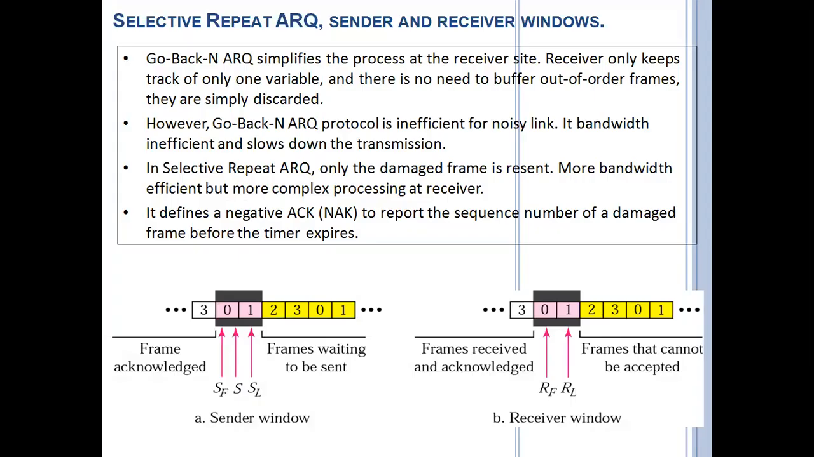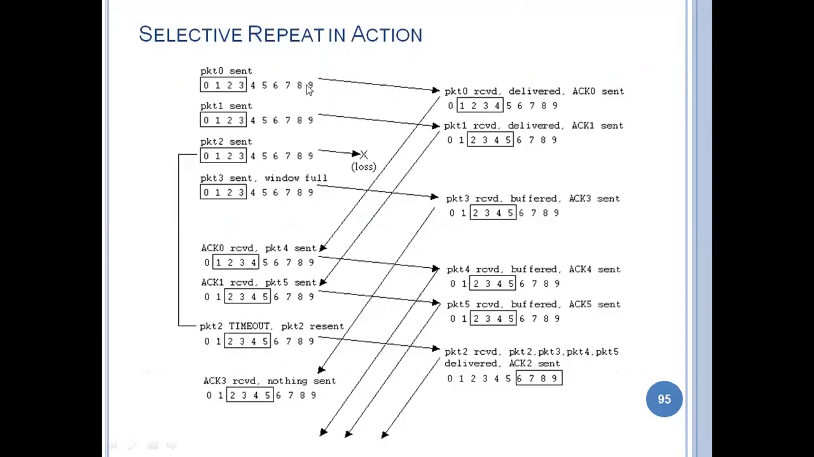The selective repeat ARQ sender and receiver windows. These are the selective repeat sender and receiver windows. On the sender side: SF, S, SL. I think you all know about S, SF and SL: SL is the last, SF is the first, and S is the initial frame. Here on the receiver side, R is divided into two parts: RF is the first and RL is the last. So these are the receiver side variables. This is the selective repeat action.